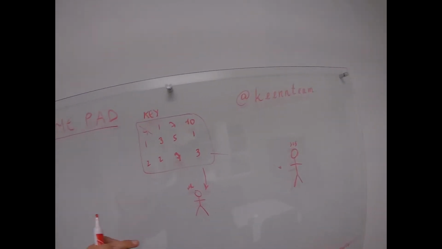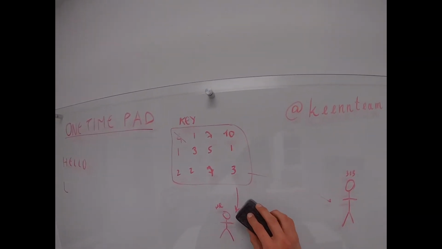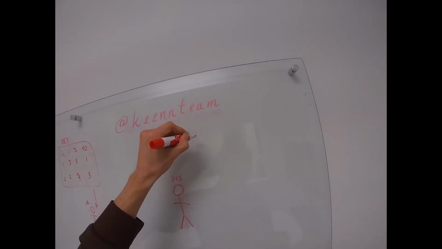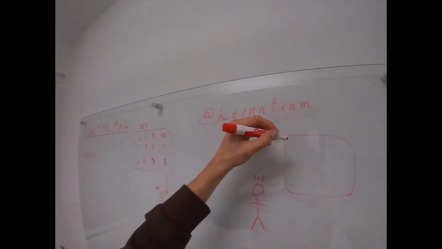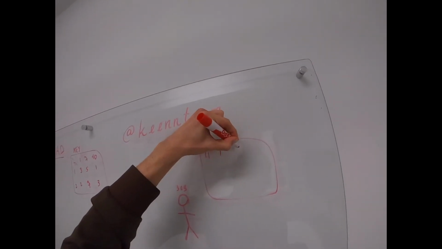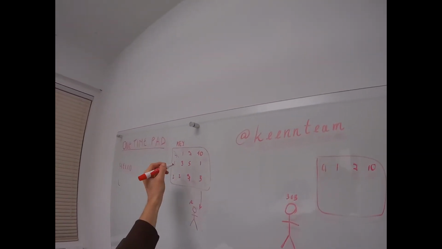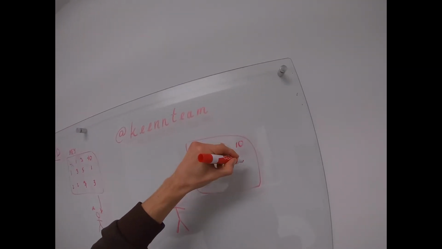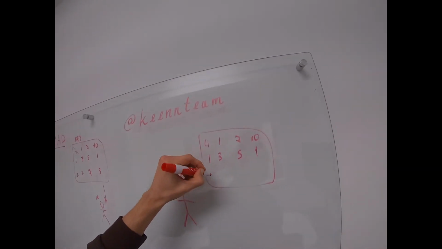And so, actually, let me do this, which is a bit more clear. This is gonna be my copy of the key, and this is gonna be Bob's copy of the key. You're gonna see why. 1, 7, 10, 1, 3, 5, 1, 2, 2, 7, 3.